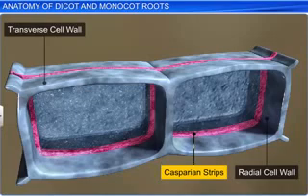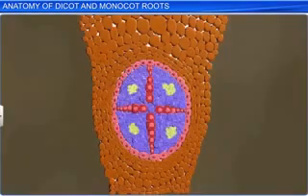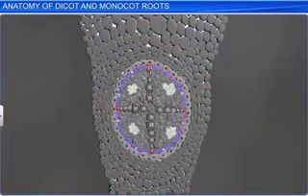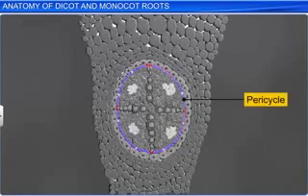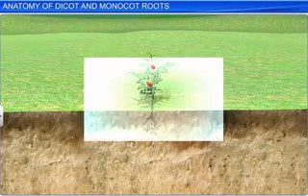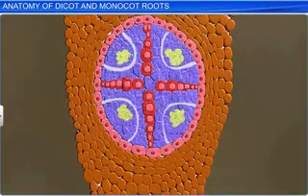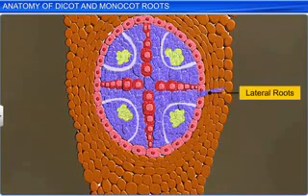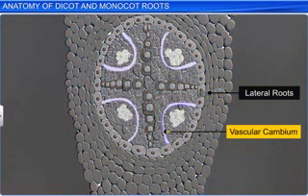Going back to the transverse section of the dicot root, after the endodermis, a few layers of thick-walled parenchymatous cells are present in the tissue. This is known as the pericycle. Secondary growth, such as initiation of lateral roots and vascular cambium, takes place in the cells of the pericycle.